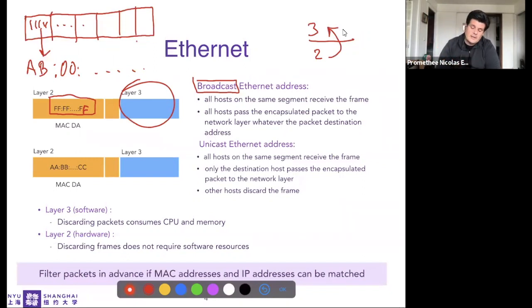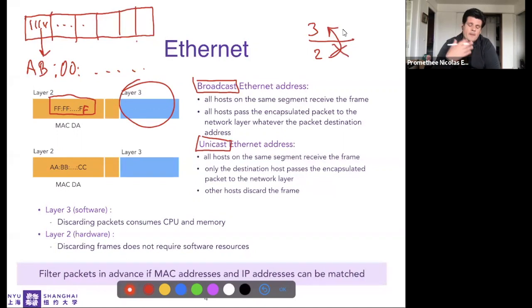Another type of MAC address is the unicast MAC address, which identifies a unique interface on the network. So if I need to send the frame or the packet to only one, everybody is going to receive the frame, but those who don't recognize the MAC address will filter the frame and not pass the packet to the upper layer.